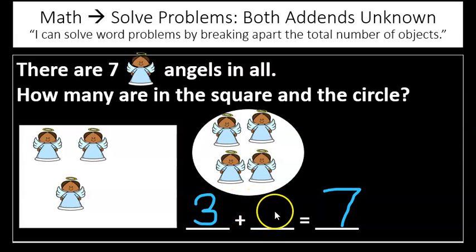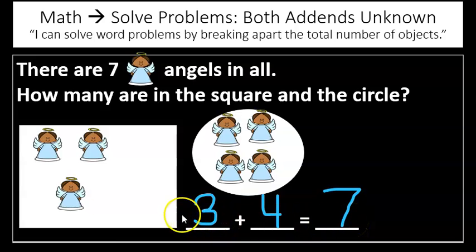Now, to get this number, you're going to have to look here at the circle again, and we have to count how many angels are in there. Let's count. Ready? 1, 2, 3, 4. So, we're going to have to write 4 here. And look at that. Our addition equation is complete now. Let's read it together. 3 plus 4 equals 7.